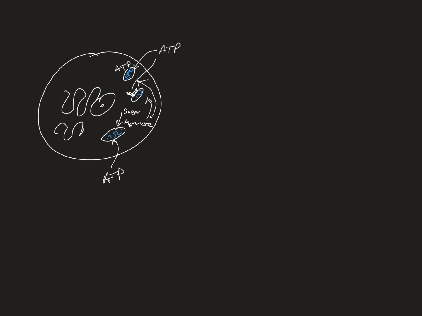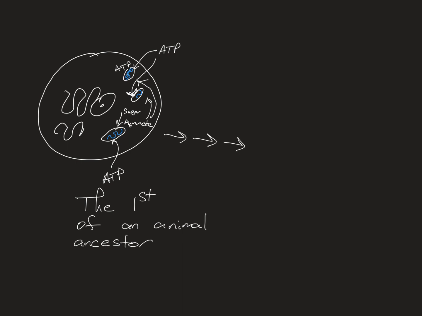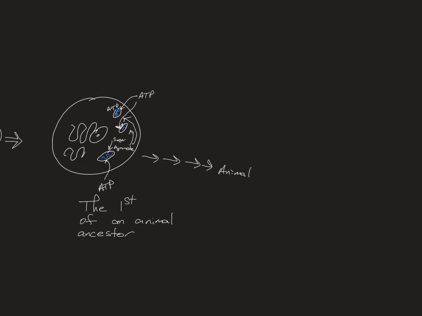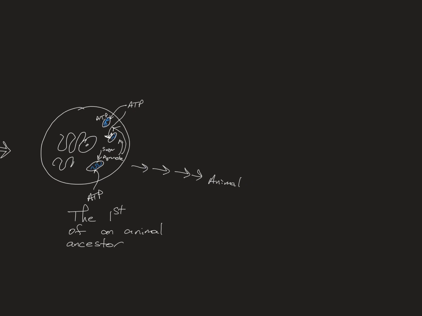So that's probably the first iteration, the first example of an animal ancestor. So this is where this guy will eventually, through many, many billion years, form the first animal. What does it look like? We have fossil impressions of these guys, but no, not these guys.